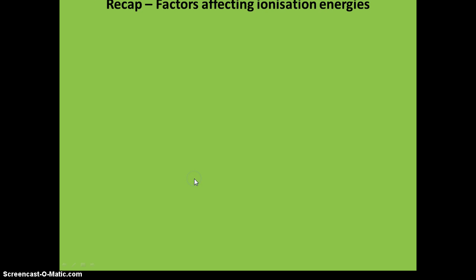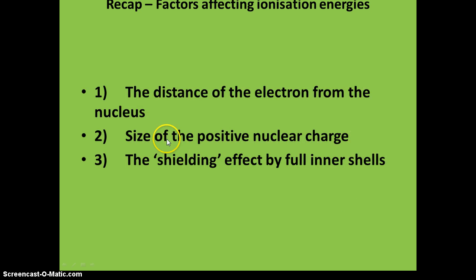So in a nutshell, factors affecting ionization energy, whether you're answering your exam question about the trend down the group or across a period, you should definitely include these three factors. You should talk about the distance of the electron from the nucleus, the size of the nuclear charge, and the shielding effect by the full inner shells.